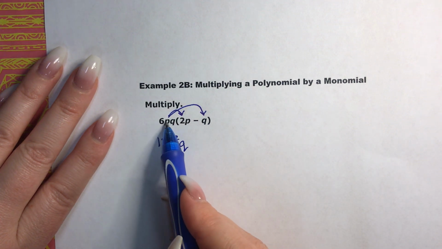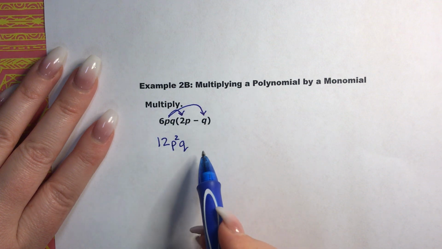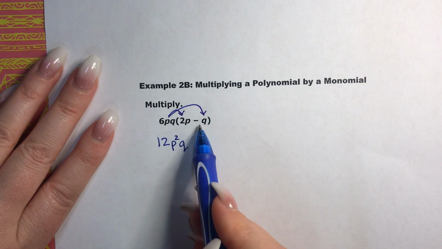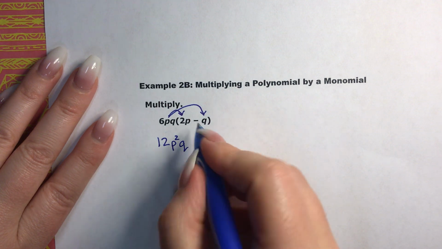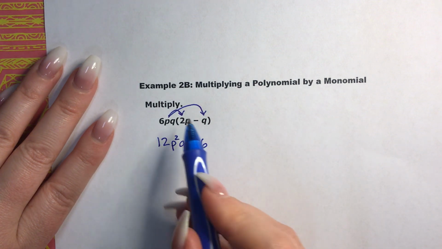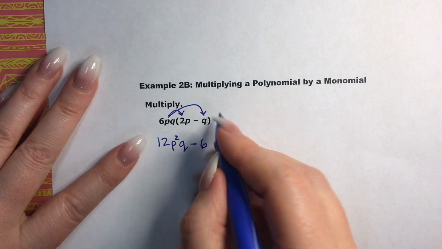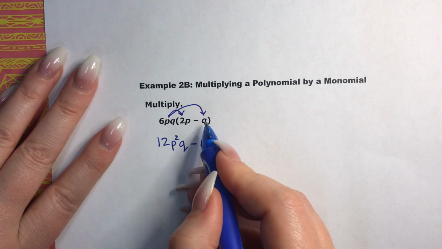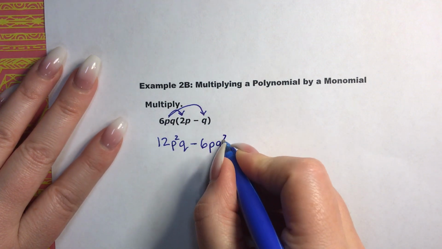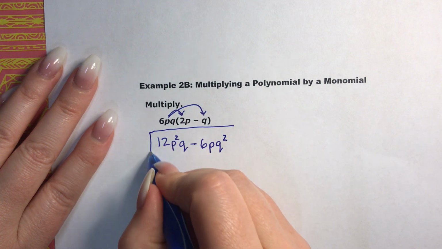And then we go monomial by this term here. And it's just 6 times negative, that's a 1, right? So it's going to be negative 6. And then p times, there's no other p, so you just write p. And then q times q is q squared. So that's it. That's the answer.